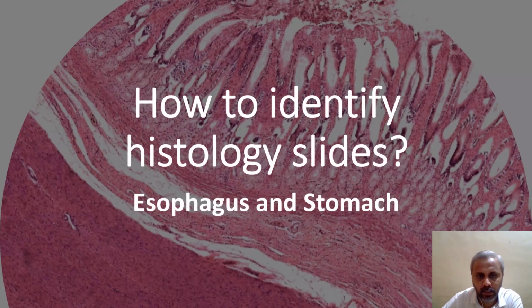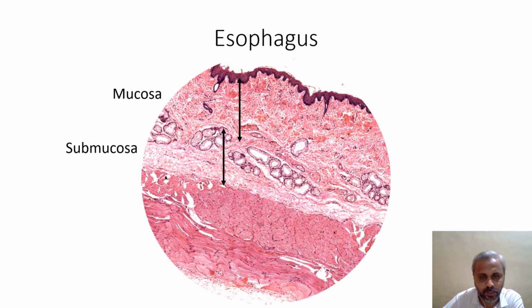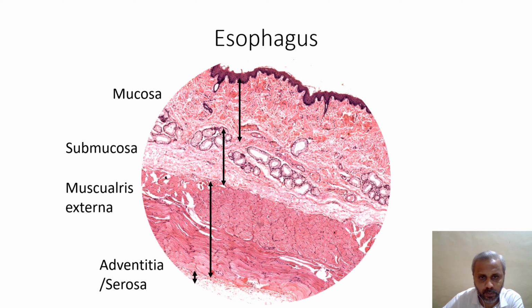Let's learn about how to identify the slides of esophagus and stomach. This is the slide of esophagus. Esophagus has four layers which are arranged from inside outwards as mucosa, submucosa, muscularis externa, adventitia or serosa.